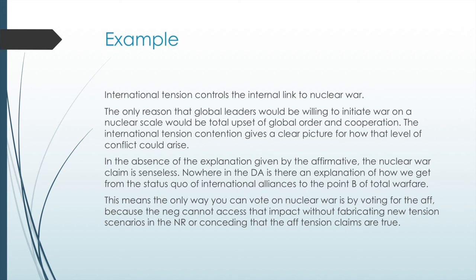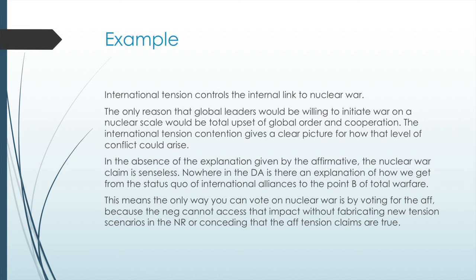So I'm saying it's a logical impossibility that if we take out part A, if we take out the international tension impact, that we get to nuclear war. So I'm pointing out how impossible this causality is in the absence of the international tension impact.